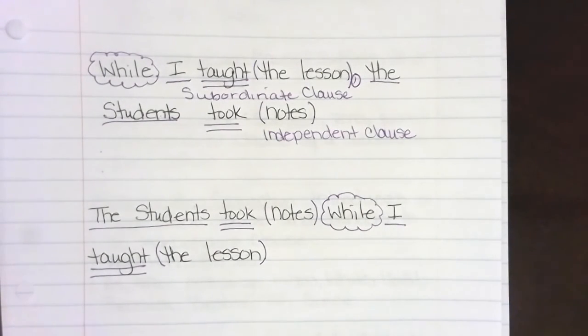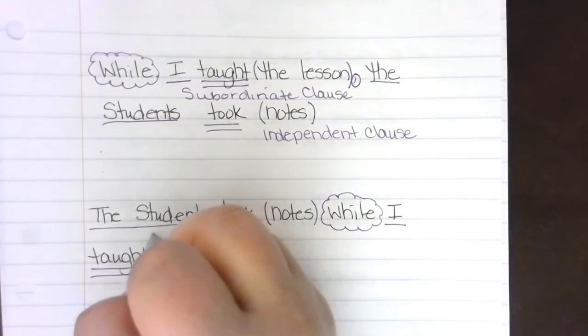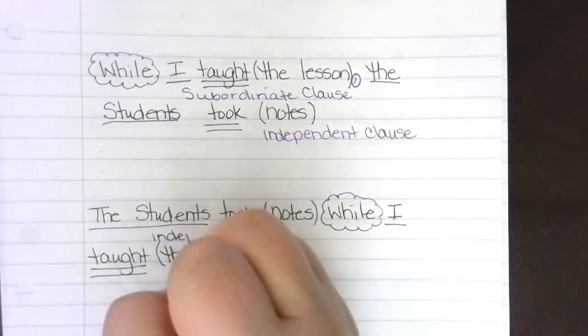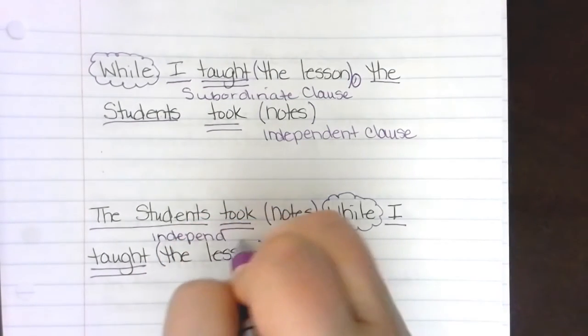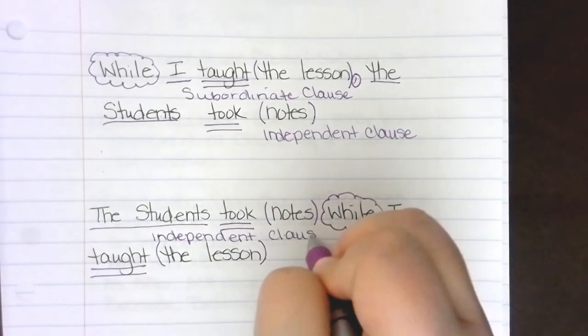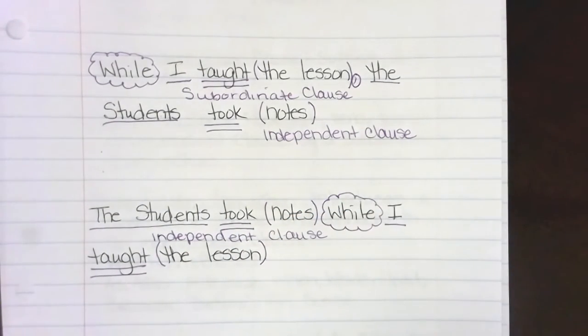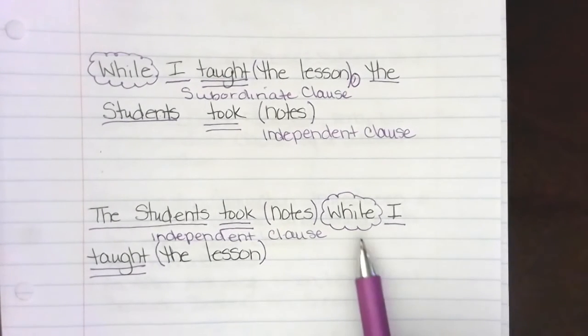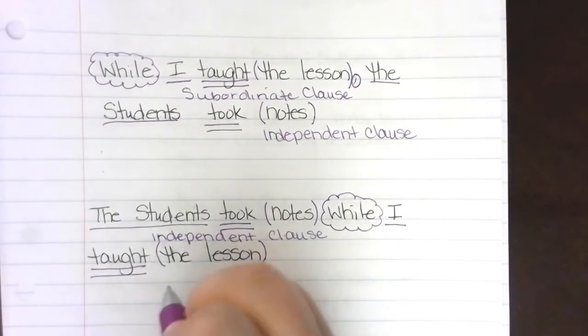This time, my sentence begins with my independent clause. The students took notes. The second part of my sentence, which begins with while I taught the lesson, is my dependent clause.